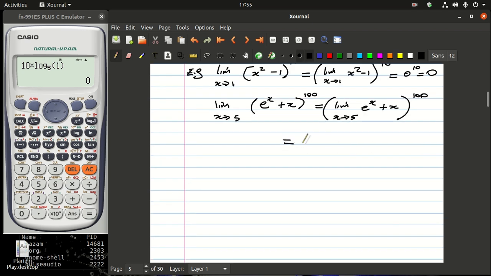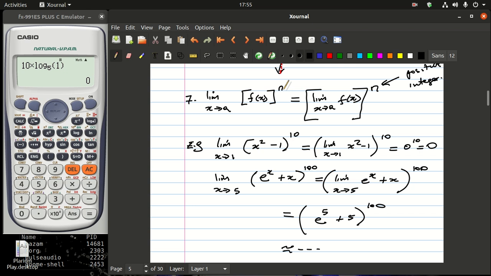Inside here I can take the limit of this and the limit of that, and add them. Or you can take the shortcut of saying this is going to be e to the power 5 plus 5, all raised to 100. Then you can find your approximation here, because I don't think you can get a nice number for this. I think that's enough. So that's how you deal with this: once you have an exponent, first take the limit inside and then give it the power.